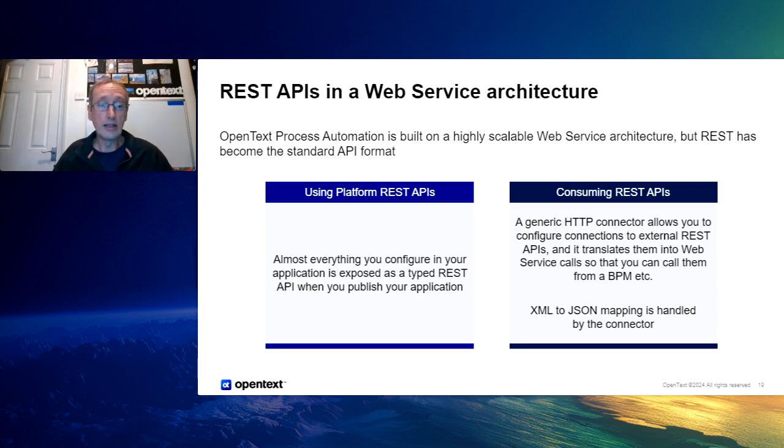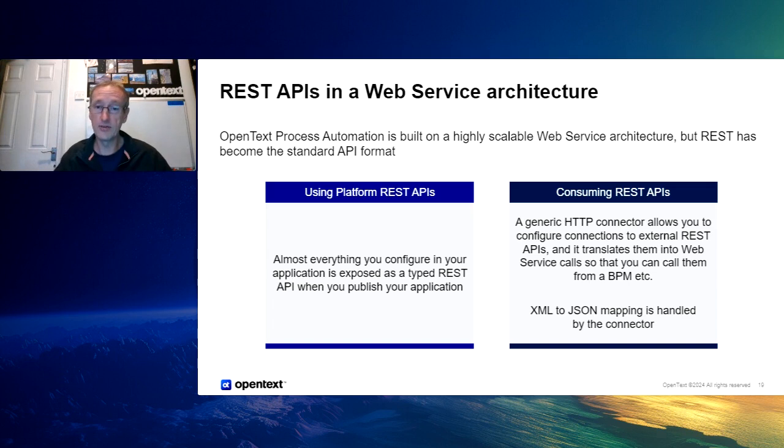We expose almost everything in Appworks that you build and configure as a REST API. So when you create your application, you model your data model and your forms and your lists and your rules and your relationships, and you add the content building block, and maybe the history and discussion building blocks. We generate REST APIs. And we also support consuming REST APIs from external systems.